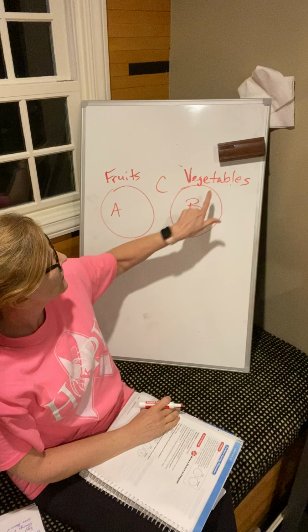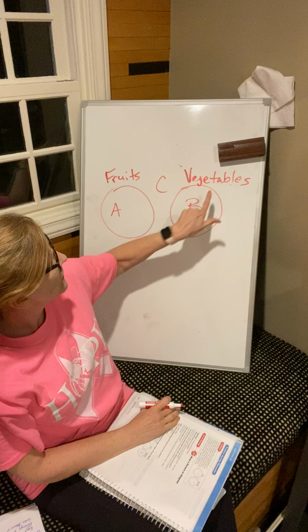So in this Venn diagram, it has two circles. We have two circles, all right? One has an A in it, one has a B in it, and then you have C out here that's not in a circle. So what does that mean?